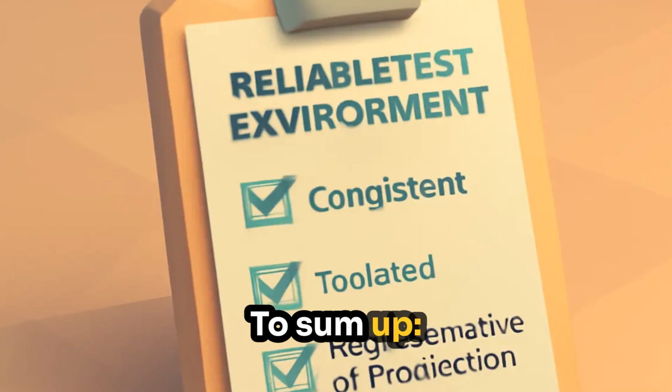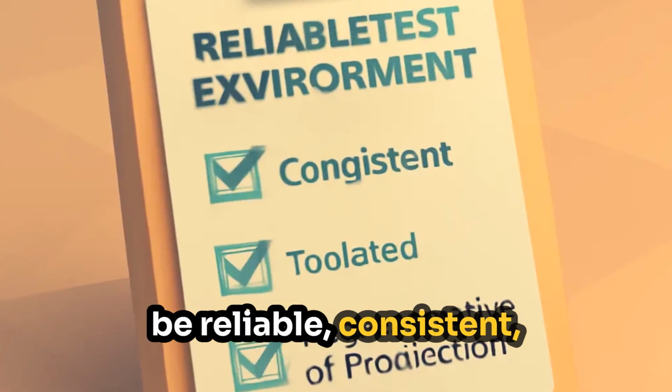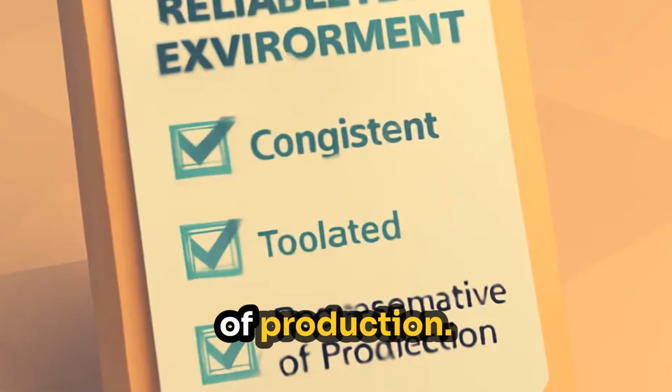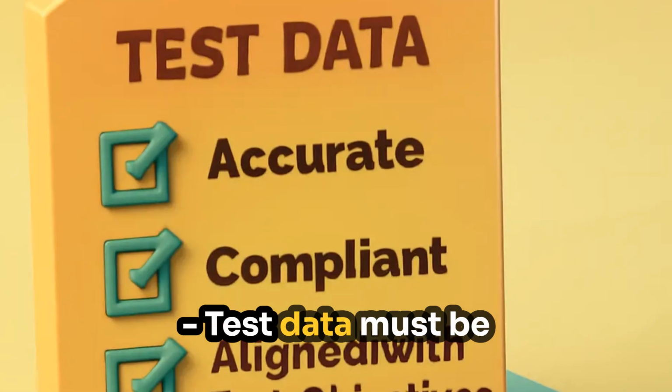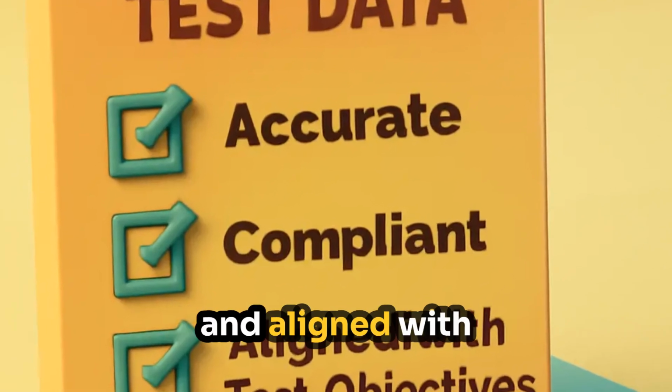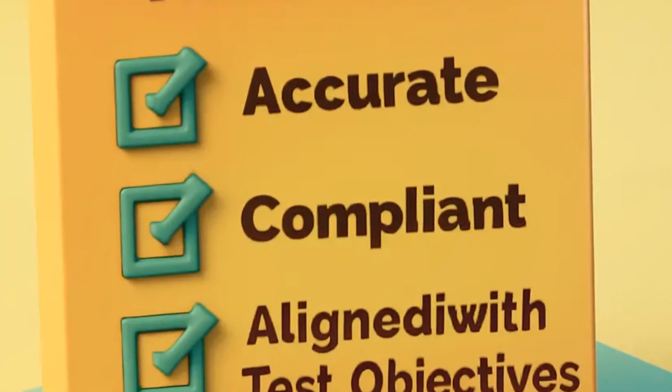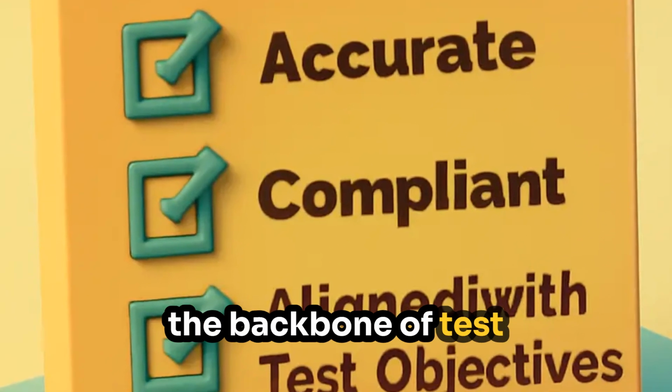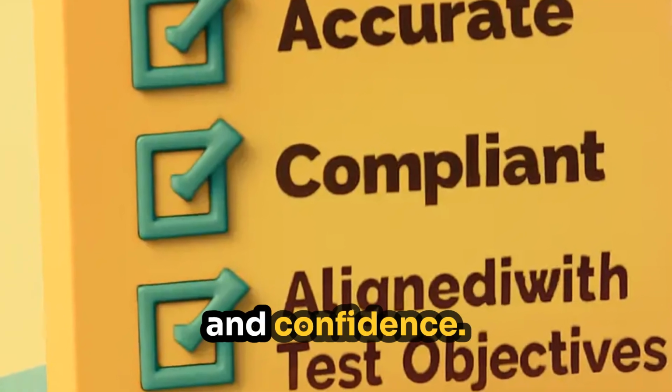To sum up, a test environment must be reliable, consistent, and representative of production. Test data must be accurate, compliant, and aligned with test objectives. Together, they form the backbone of test execution quality and confidence.